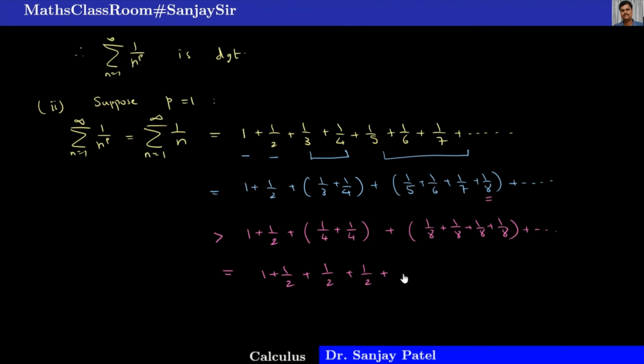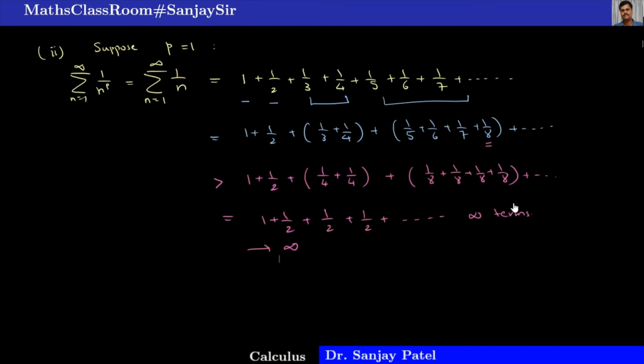So you will get this thing up to infinite terms, and this tends to infinity. That means this right hand side series sum does not exist. It is infinity. So the left hand side series, which is bigger than this series, is also converging to infinity, or it is not convergent. So therefore, sigma 1 upon n is divergent.